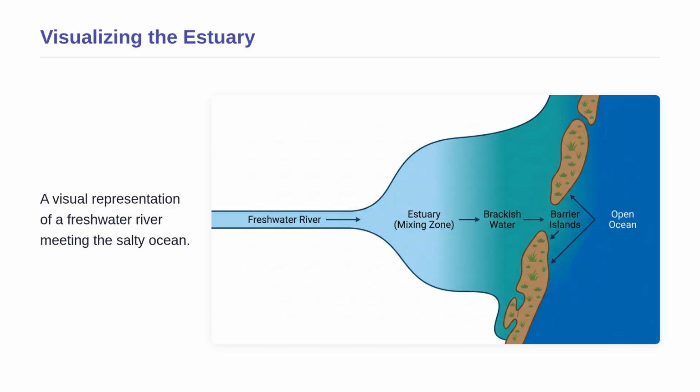To really picture this sheltered environment, let us look at this diagram. On the left, you see the freshwater river flowing down from the land. On the right is the vast, salty, open ocean. Notice the barrier islands in the middle. They act like a protective shield against harsh ocean waves. The area behind them, shaded in teal, is the estuary itself. This is where the continuous input of river water mixes with the tidal salt water, creating that perfect brackish habitat we just discussed.